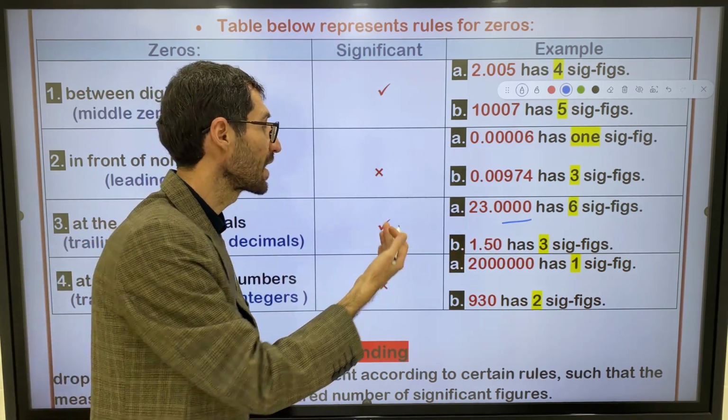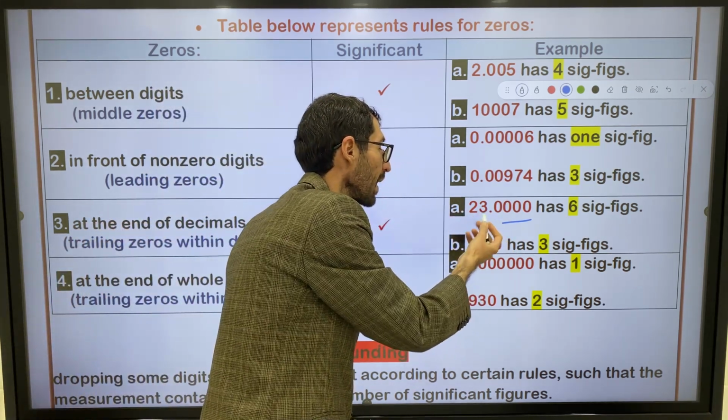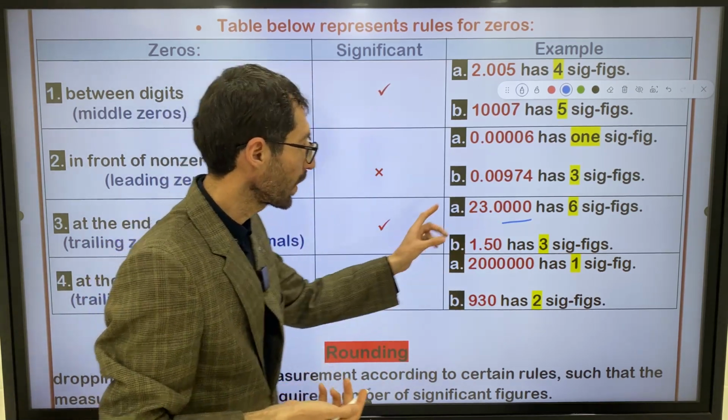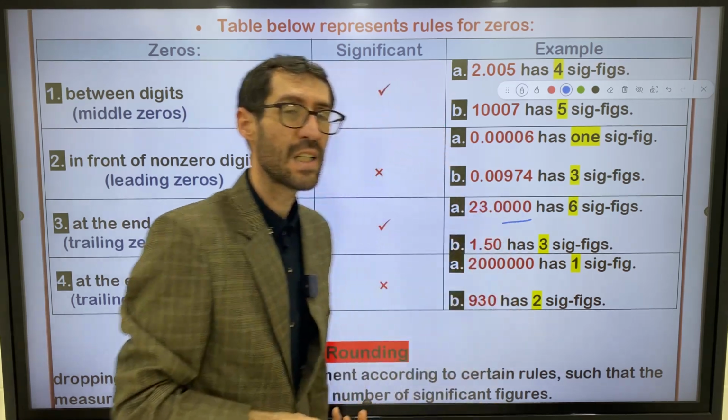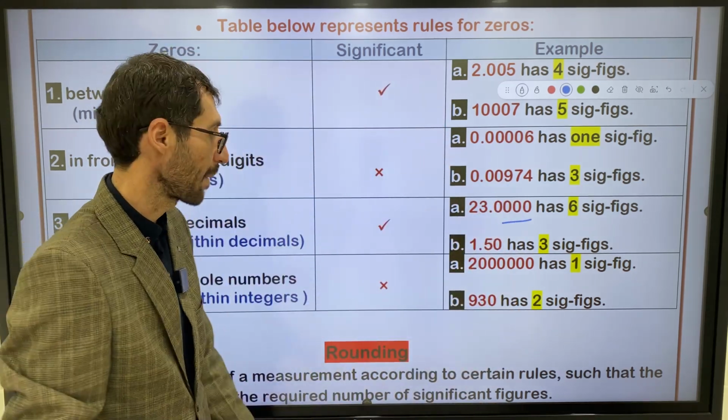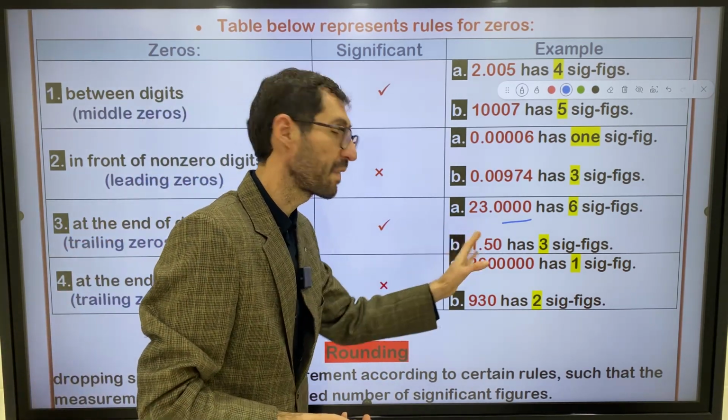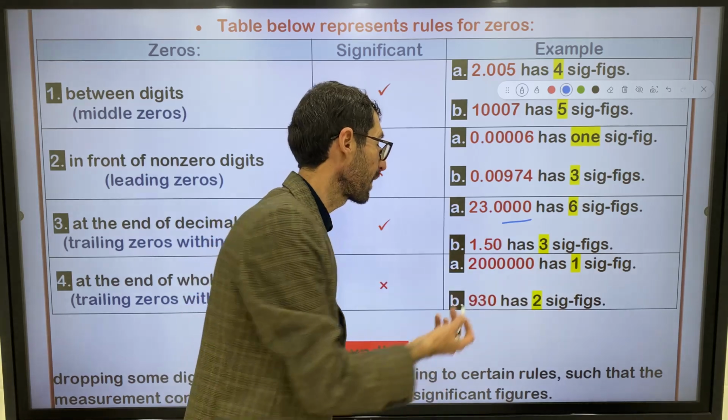Trailing zero at the end of the decimal. That's why they are significant. You have to count them. So 1, 2, 3, 4, 5, 6 sig-figs are there in this example. And 1.50 has 3 sig-figs.